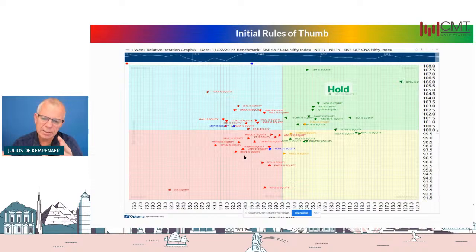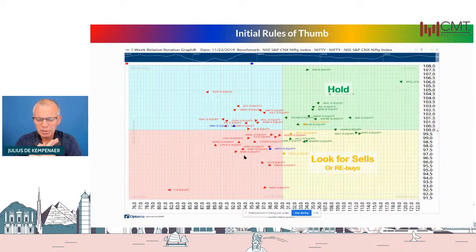So in the top right-hand corner, that's probably what you should hold, because they're in a relative uptrend and the trend's being pushed higher. That's good. You want to have that in your portfolio. When it drops into the weakening quadrant, you are either looking for sells or for rebuys.